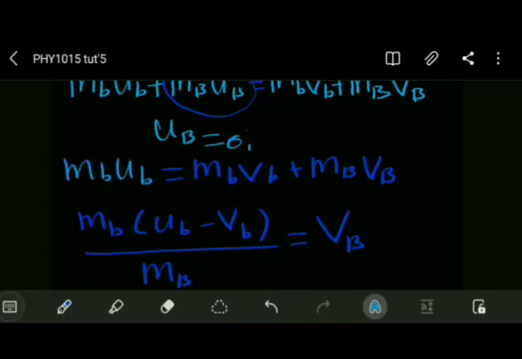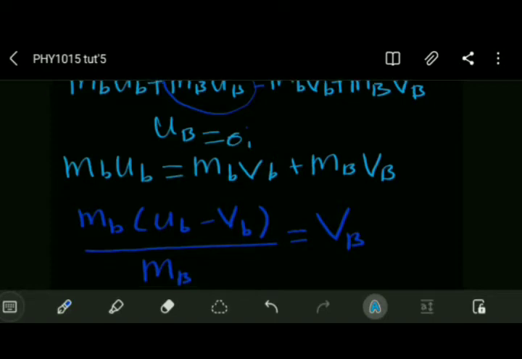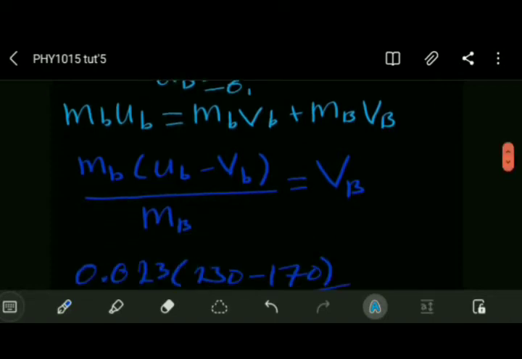M_b U_b, where small b stands for the bullet. So we have the initial momentum of the bullet being equal to final momentum of the bullet plus final momentum of the block. We have these values. We are looking for V capital B here. You can simply express V_B in terms of U small b, M small b, V small b, as well as M capital B. And it's giving you V_B as this.